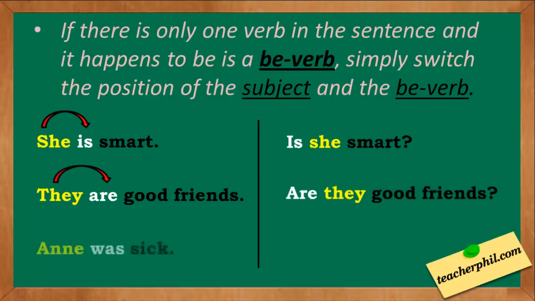And the last one, Anne was sick. Anne is the subject while was is the be verb. Switch them and it will become, was Anne sick?